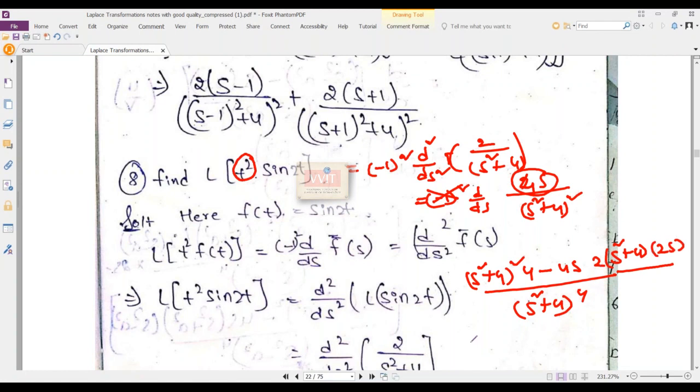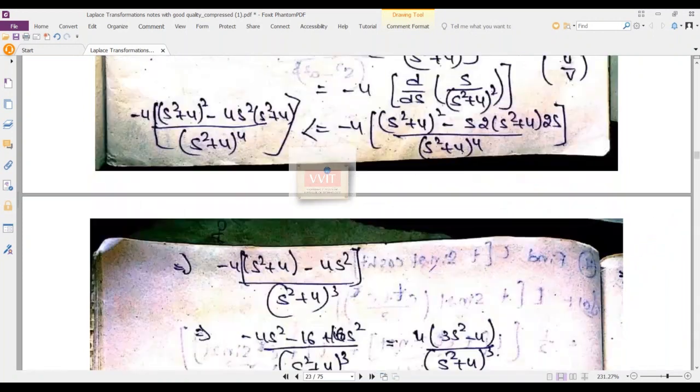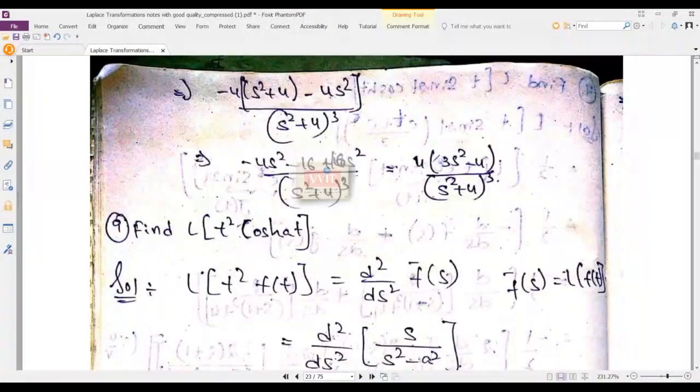So altogether, s square plus 4 can cancel, will be 3. So 4 times s square plus 4, so 4s square plus 16 minus 4s times 4s, 16s square, by denominator s square plus 4 whole power 3. So 16 minus 12 s square. Okay.